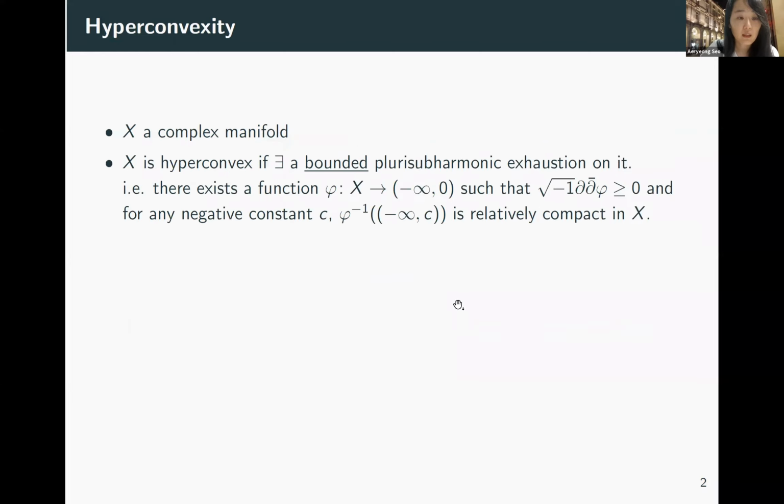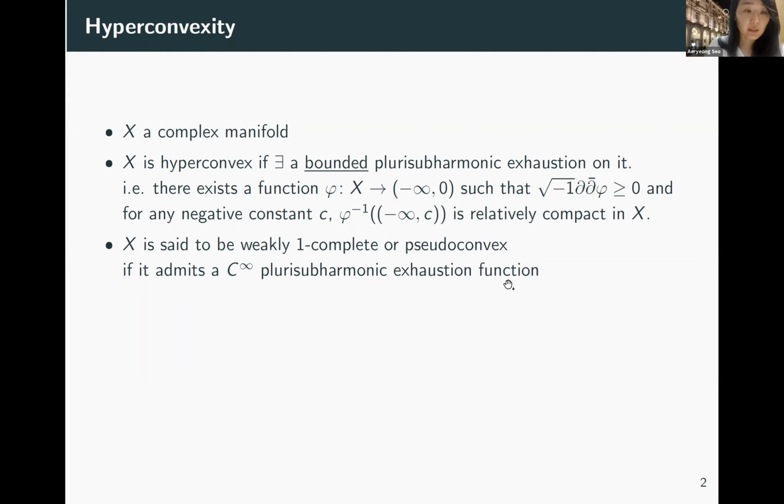hyperconvexity of complex manifolds. Here, let X be a complex manifold. We are going to say this X is hyperconvex if there exists a bounded plurisubharmonic exhaustion on it. That means there exists a continuous function phi from the manifold to the negative numbers such that dd bar phi should be semi-positive, and for any negative constant c, the sub-level set should be relatively compact in X.